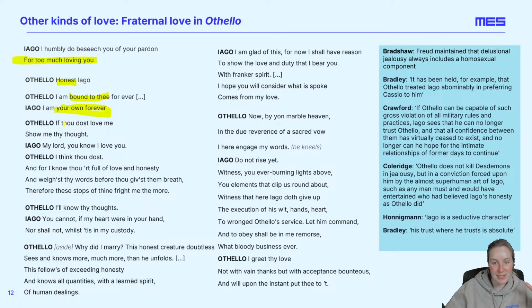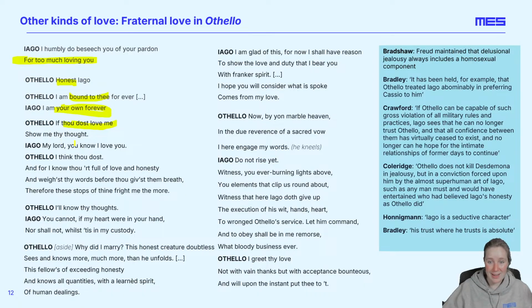Othello also says, "If thou dost love me, show me thy thought." Such a tricky thing, dramatic irony-wise here, right? Because we know Iago does not love Othello, but Othello thinks he does, and thus all of what Iago says when he says, "I think he's honest," and leads him down this path of doubt, is part of the importance of appearance here in the play, the importance of Iago's power.